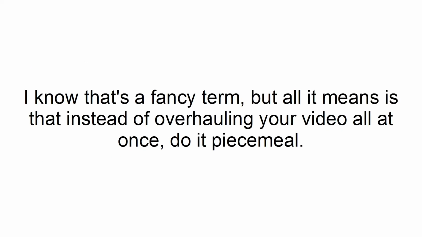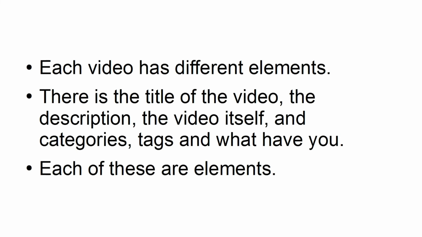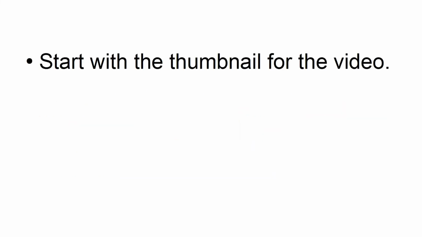I know that's a fancy term, but all it means is that instead of overhauling your video all at once, do it piecemeal. How do you know which part to change? It's very simple. Each video has different elements. There's the title of the video, the description, the video itself, and categories, tags, and what have you. Each of these are elements. When you're optimizing a video, start with one element. For example, start with the thumbnail for the video.